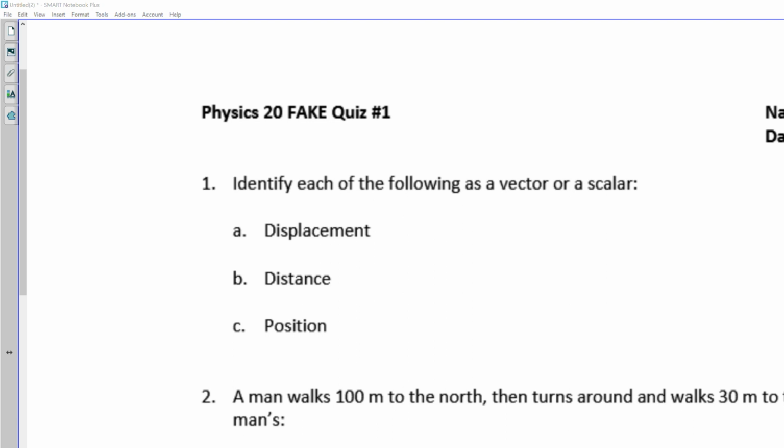All right, let's have a look at practice quiz number 1 so that we can set ourselves up nicely for real quiz number 1 tomorrow.